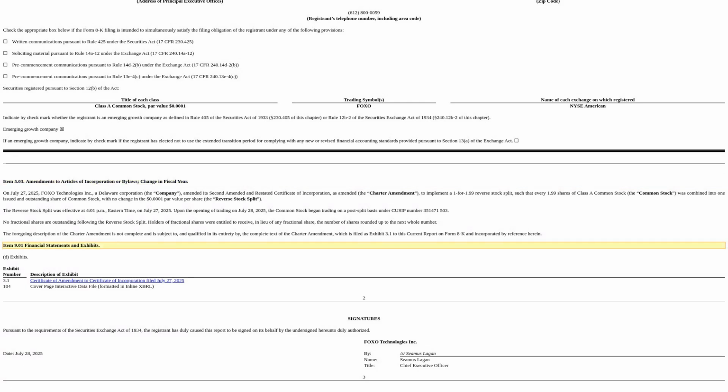This section just details what supporting documents are attached to this report. Exhibit 3.1 is the actual legal document detailing the amendment to their certificate of incorporation. This is the legal proof of the reverse stock split that we've been discussing.